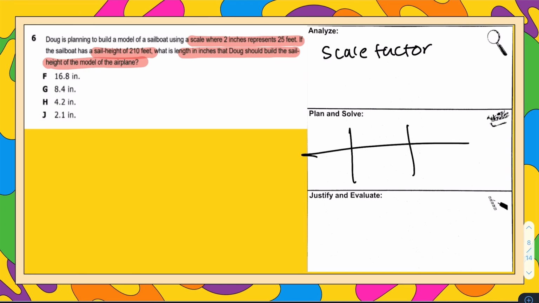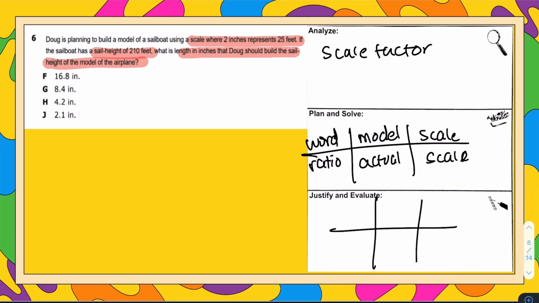Plan and solve, I'm going to write my word ratio. In this case, it's actually, let me just write the anchor chart. So my word ratios is inches and feet. It says that the scale says 2 inches represents 25 feet. And we know that the sailboat's actual height is 210 feet. We were missing one spot there in inches. Go ahead and cross multiply and divide.